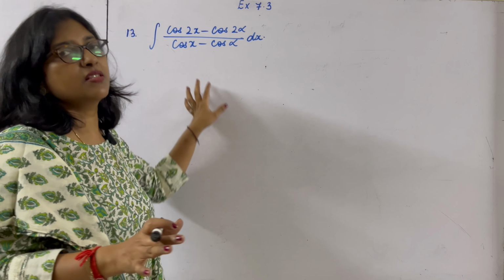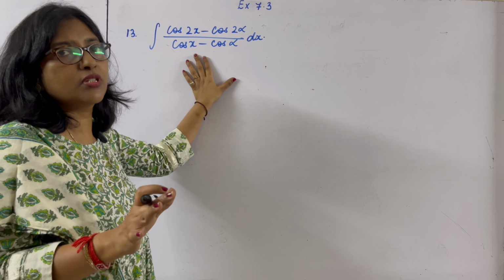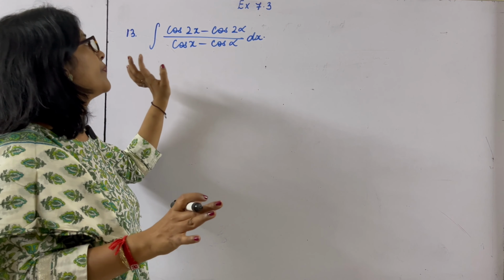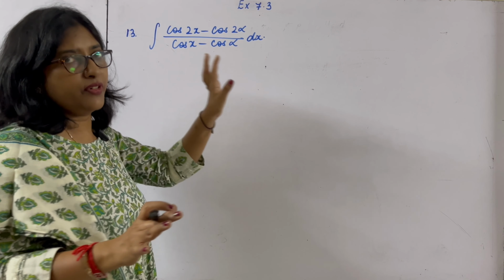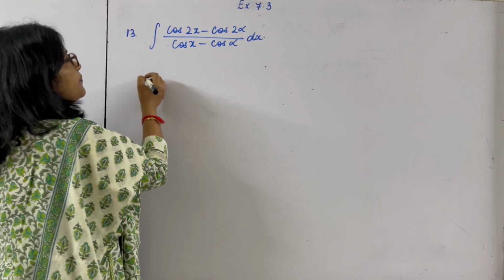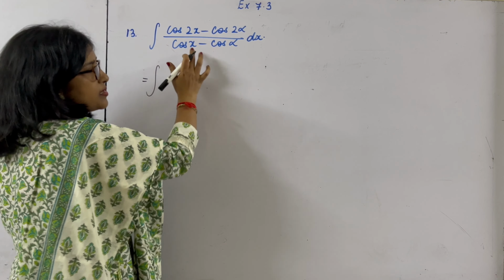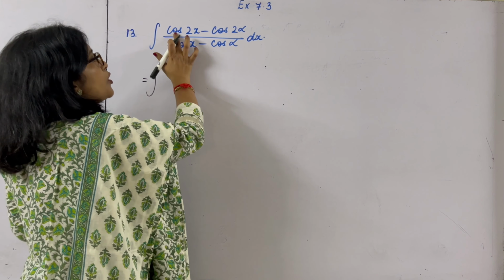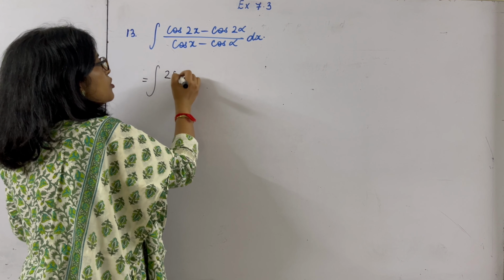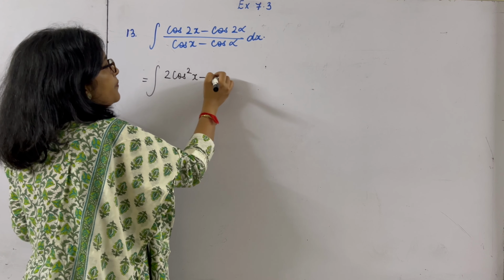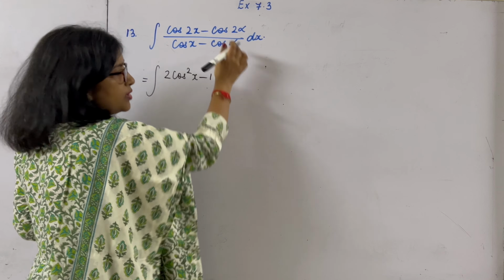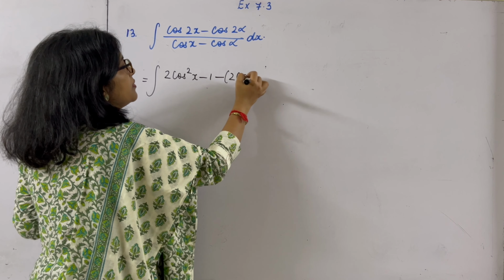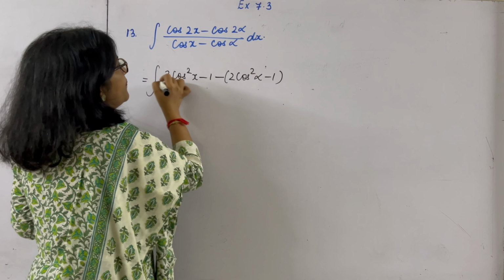This is an easy question, but this is one question where students make mistakes. Let's see where the error may occur. The first thing is, because the angle is different, we need to convert it to the same angle to make it easier. So what's the formula of cos 2x? It is 2 cos square x minus 1. What is the formula of cos 2 alpha? 2 cos square alpha minus 1.